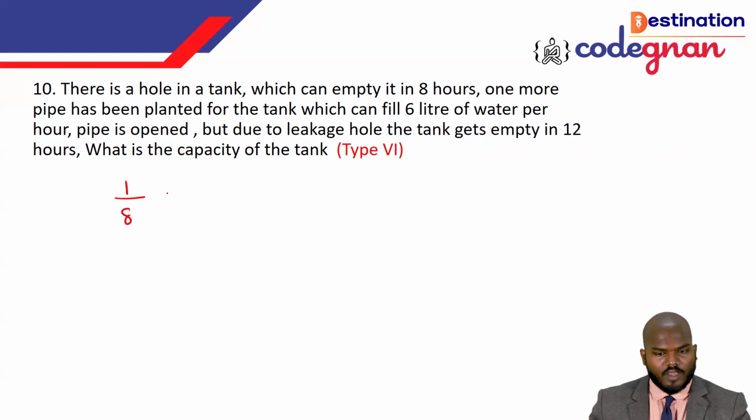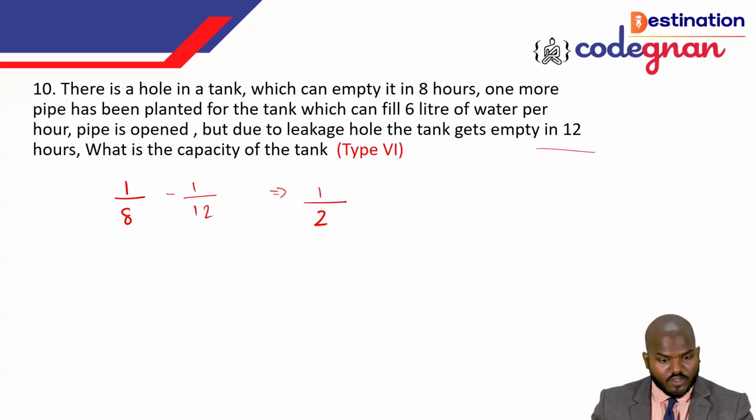And for another pipe, due to the leakage, it can be emptied in 12 hours probably. So if you take the LCM and do the calculation, it will give you the value 1 by 24. Okay, so you see this, the pipe can fill 6 liters.